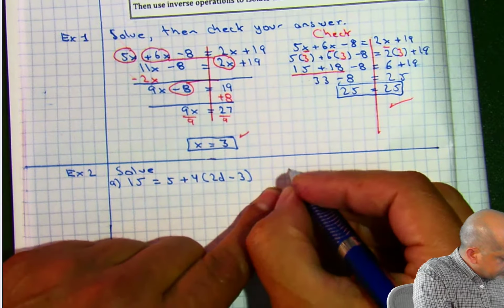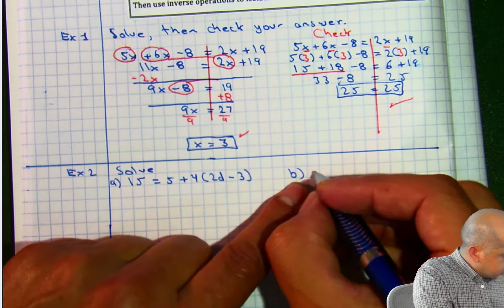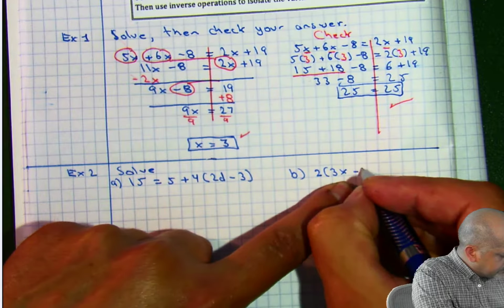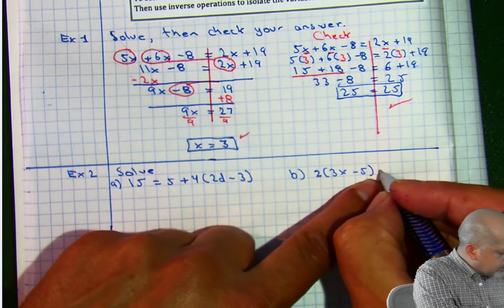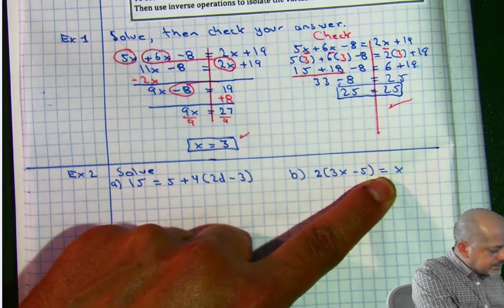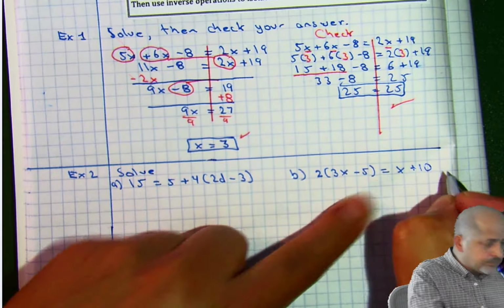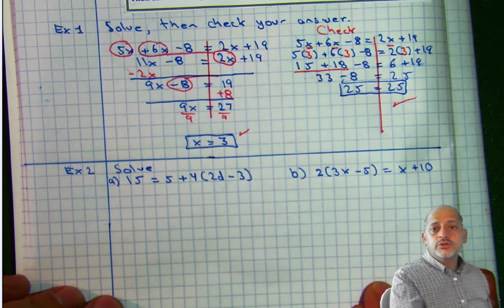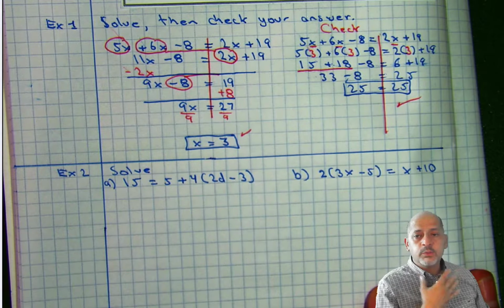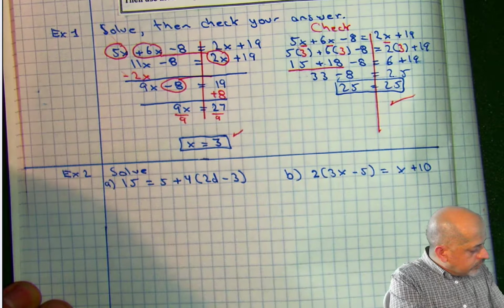B: 2 times (3x minus 5) equals 2x plus 10. And now we're just going to solve each one. We're going to solve the ones on the left, solve the ones on the right, and see what you get. So solve each one. So let's go.